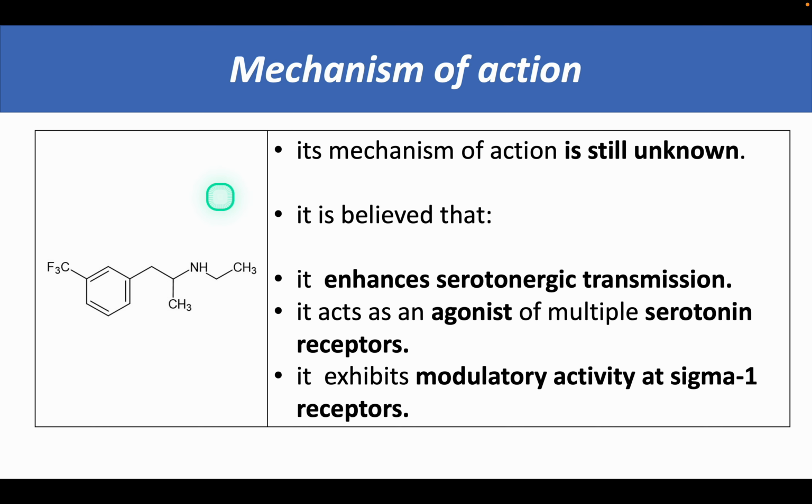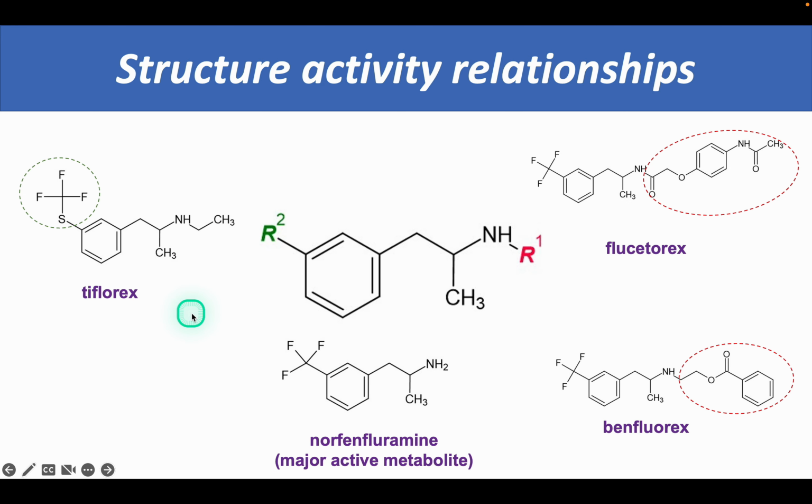It has been proposed that it may be multifunctional, increasing serotonergic transmission, acting as an agonist on various serotonin receptors, and as a modulator of sigma-1 receptor activity. Regarding its structure-activity relationships, we can say that the R1 substituents can vary, as we can notice in the analogs shown here, and that these substituents can help to enhance bioavailability.